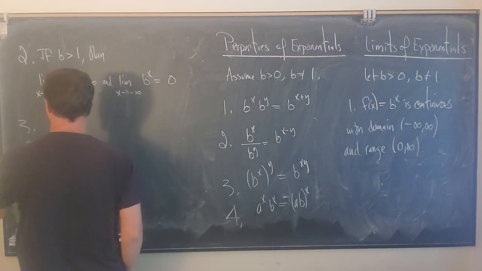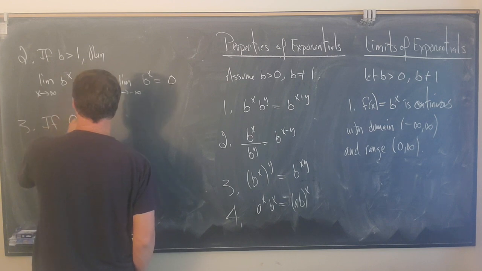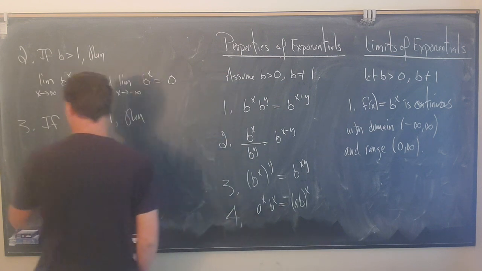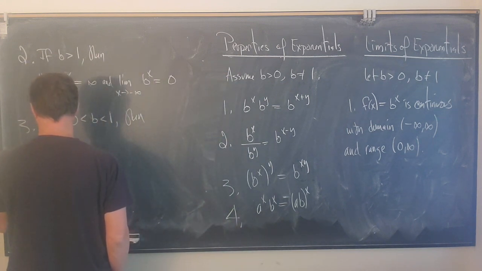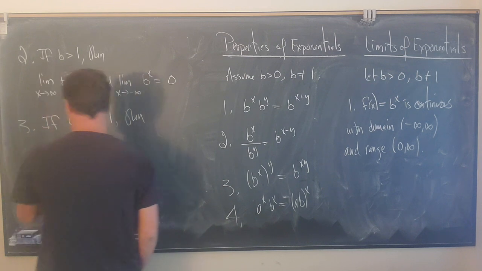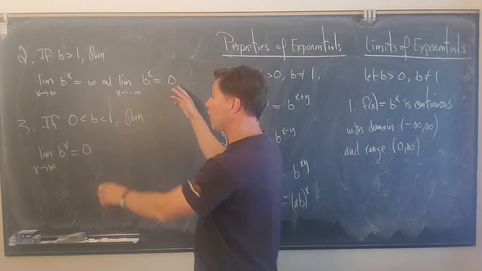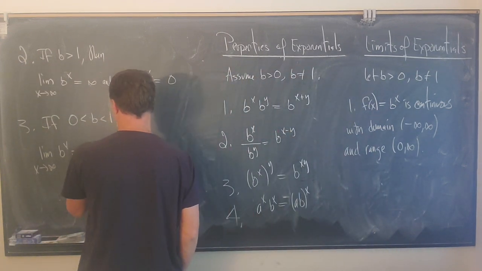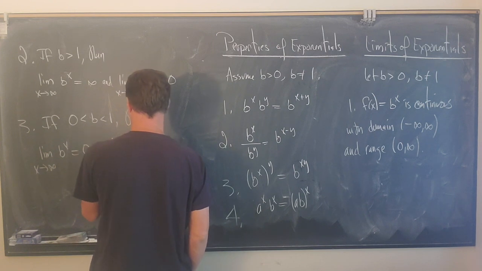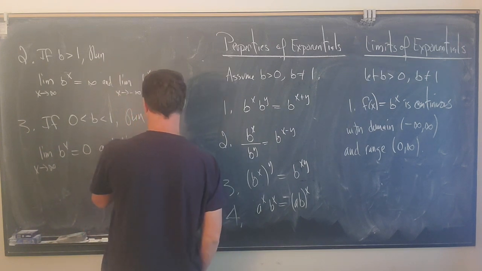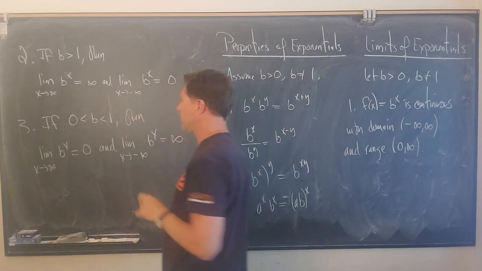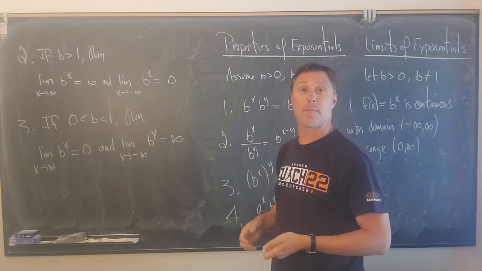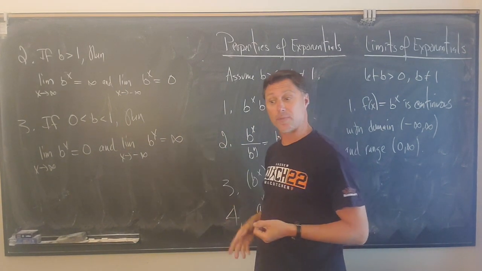And then the third property, if we have b between 0 and 1, then the limit as x goes to infinity of b to the x equals 0. So once again, we've got a horizontal asymptote. In both of these cases, the x-axis is a horizontal asymptote. And the limit as x goes to minus infinity of b to the x is equal to positive infinity. You'll need these limits. These are things that you need to understand. I guess I would say memorize them, but memorize them by understanding the shapes, or knowing the shapes, of the graphs of these functions.